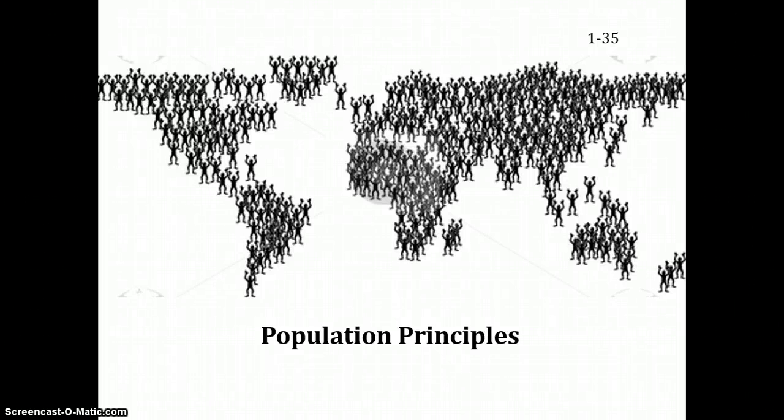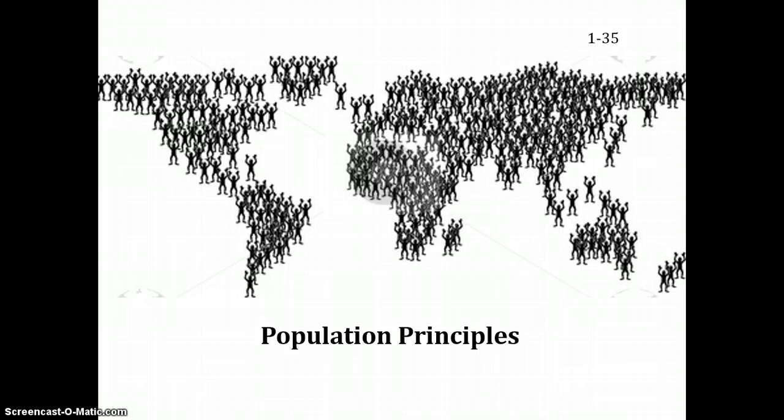Our week 4 materials that you'll find on Blackboard cover population principles. Now recall that a population is any group of organisms of the same species. So this could be a herd of zebras, it could be a classroom of students, or a stand of trees in the forest. So again, all the same species.